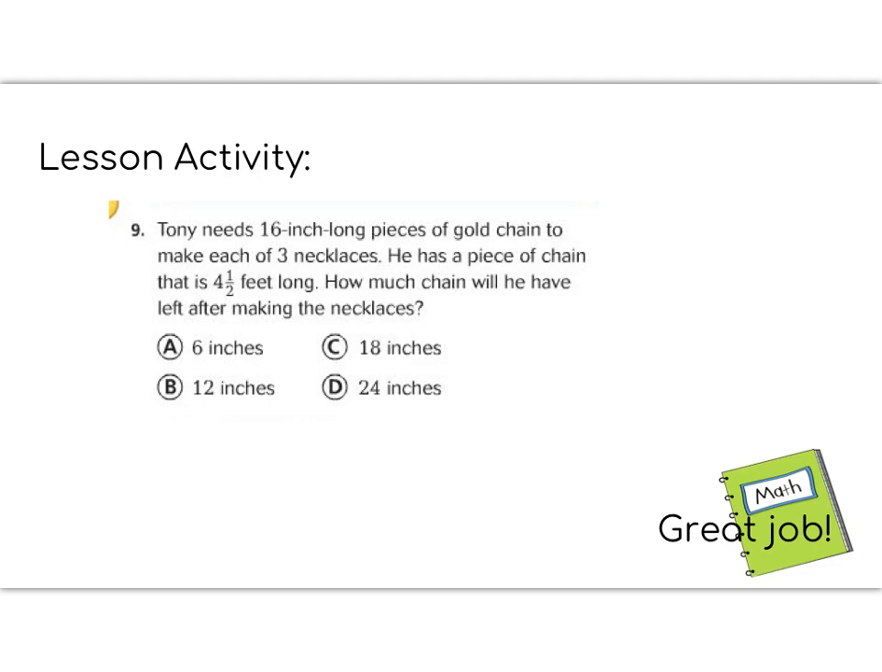So he needs 16-inch long pieces of chain to make 3 necklaces. So let's start out by multiplying those things. So 16 times 3. So 6 times 3 is 18. 3 times 1 is 3 plus 1 is 4. So this is 48 inches is what he needs.